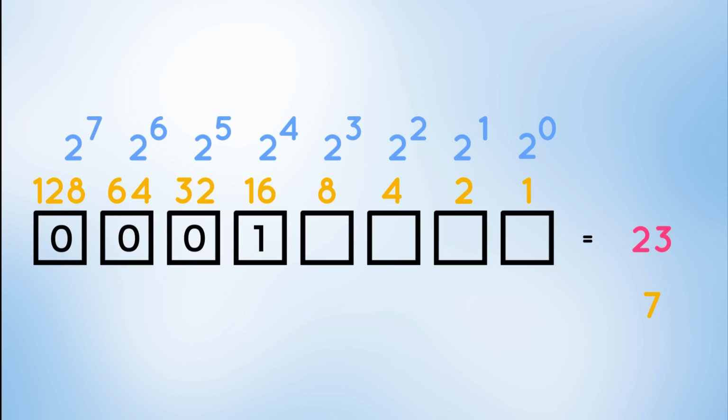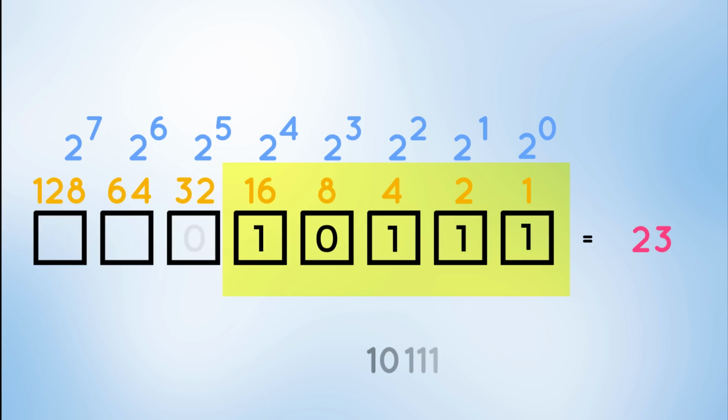Does 8 go into 7? Nope, we leave that as 0. Does 4 go into 7? Of course, that takes a value of 1. So now we've used up 4, 7 minus 4 equals 3, and there's 3 left that we have to account for. Does 2 go into 3? Yep. Now there's only 1 left. Does 1 go into 1? Indeed. And there's the binary representation of 23. We can cut off the zeros in the beginning, and it's just as we said earlier, 10111.